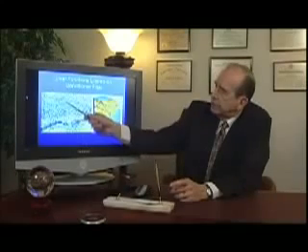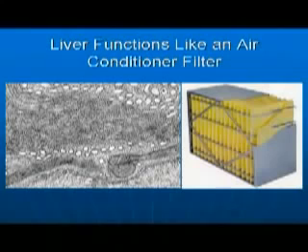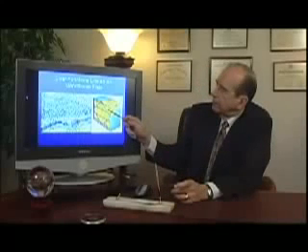Now, as you can see, the liver is made up of layers and layers of fat membranes. These membranes are almost entirely made of fat, and there's 35,000 square meters, almost 7 football fields in surface, of these membranes, and they work very much like an air conditioning filter in order to filter out the garbage that's in your system.